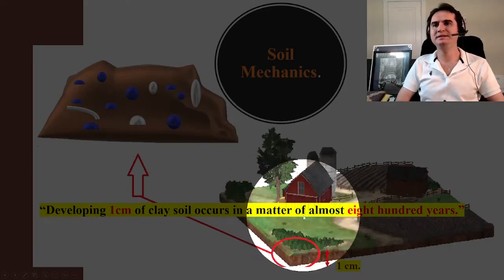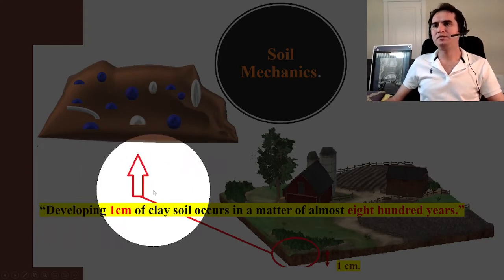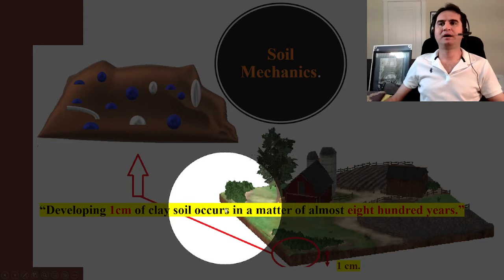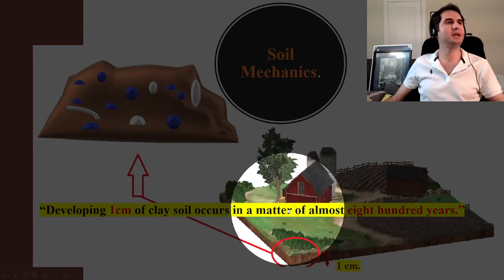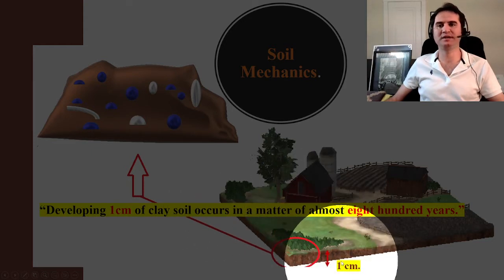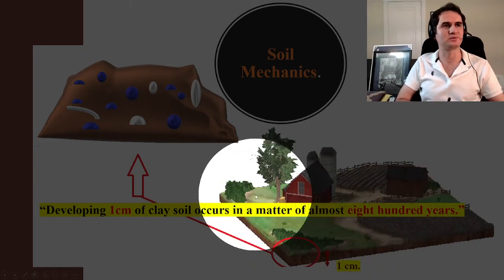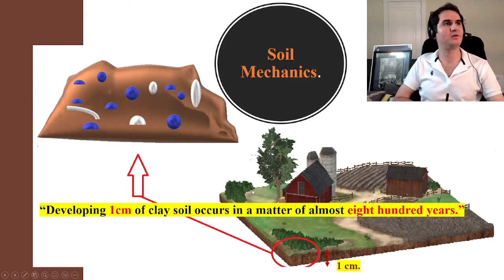As you can see here, developing only 1 centimeter of clay soil takes almost 800 years. That's how slow the process is.